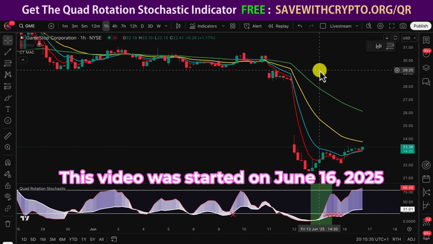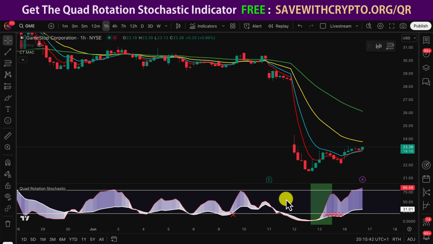Okay, so today we launched the new version of this quad rotation stochastic indicator here, which I was using to look at things like Bitcoin and other crypto as well. Now, it also works fine on anything else really, any other commodity, in fact, anything that you can have on TradingView. So, for example, here I'm looking at GameStop, GME.